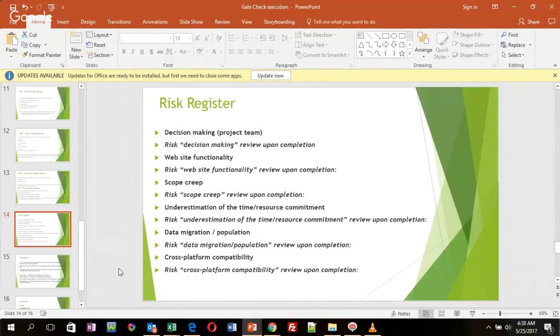As discussed earlier, we had some risk with decision making, and we had to review them since we were now going to hand over the site to the client. We also had to review the site functionality, the scope creep, and all other risks involved in the project.